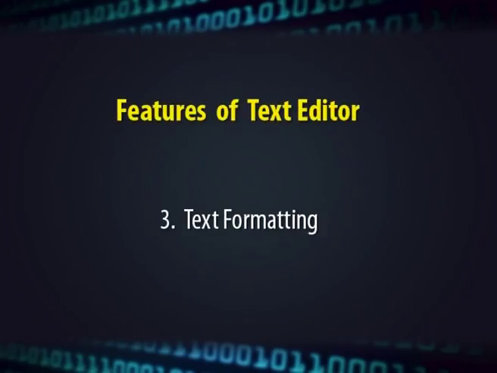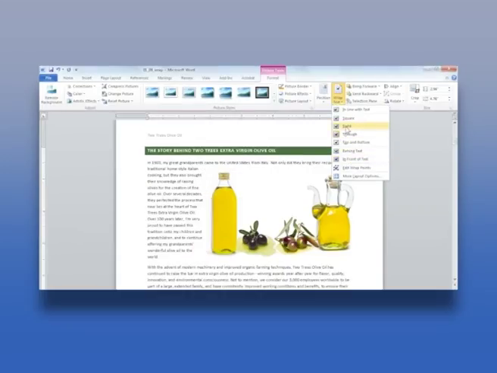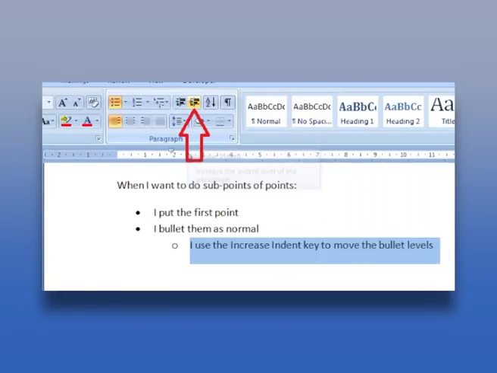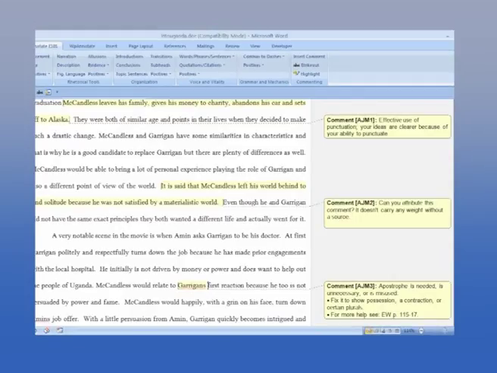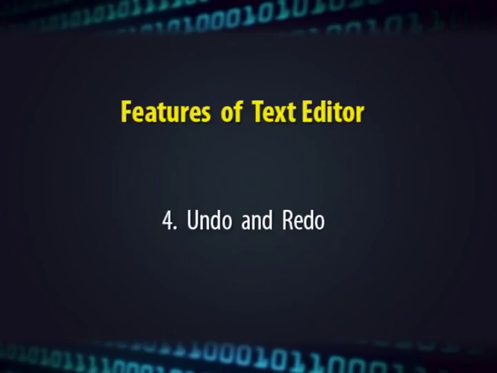The third feature of word processors or text editors is text formatting. The text editors often provide basic formatting features like line wrap, auto indentation, bullet list formatting using ASCII characters, command formatting, syntax highlighting and so on. The fourth feature is undo and redo.